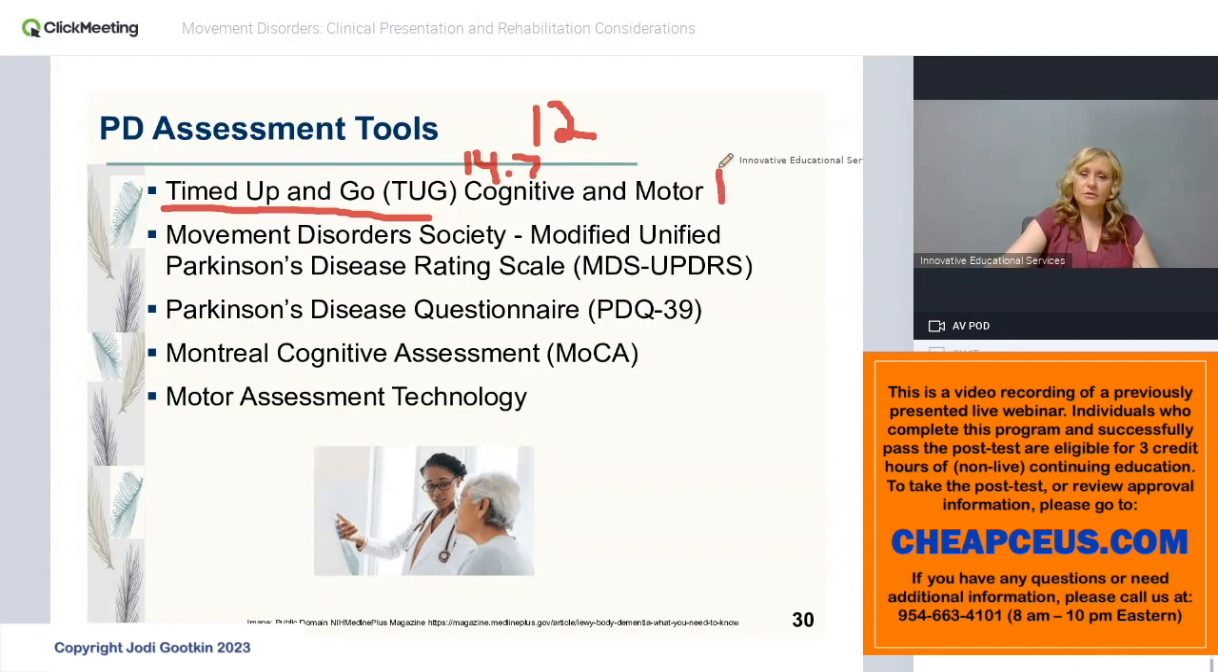They're looking at about a 13.2 second normative value in this particular study. And then you could actually do both, do a combined dual task assessment for individuals.